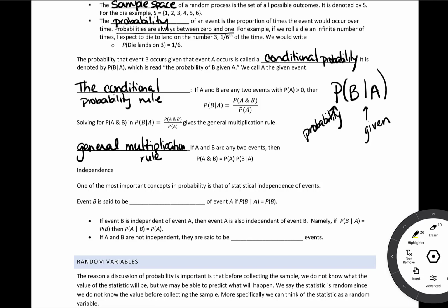And the last bit of probability we're going to talk about is independence. This is one of the most important concepts in probability. We say that event B is independent of event A if the probability that B occurs given A has already occurred is equal to the probability of B. Don't get too lost in the notation here. Essentially, since these two are equal to one another, conditioning on A gives no extra information about B.